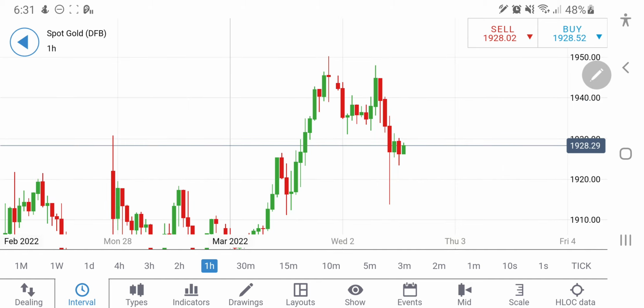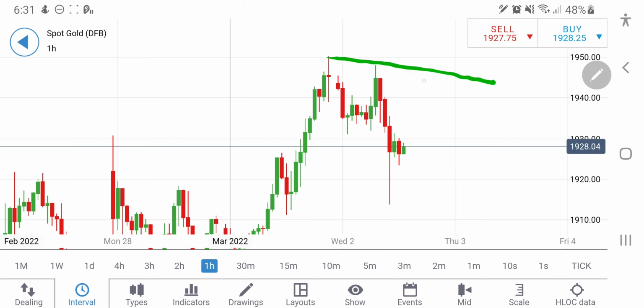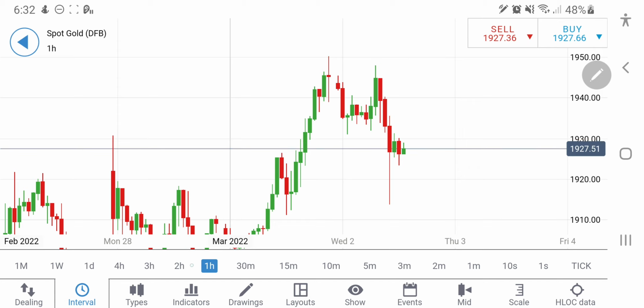And how far this could go, also look at this. The highs here are the lower highs. So right now again the resistance level at around 1947 will come into the picture for the day if it continues to rise beyond 1930 levels or so.